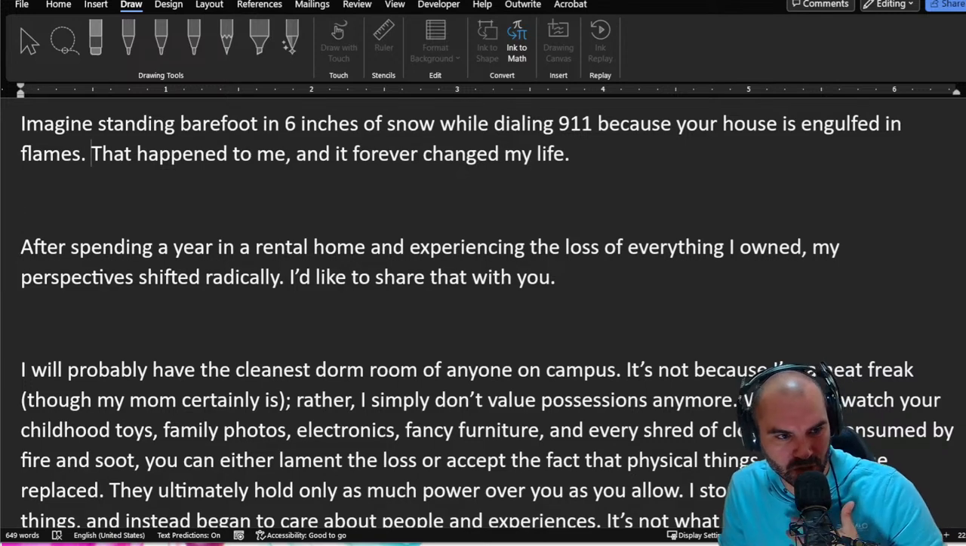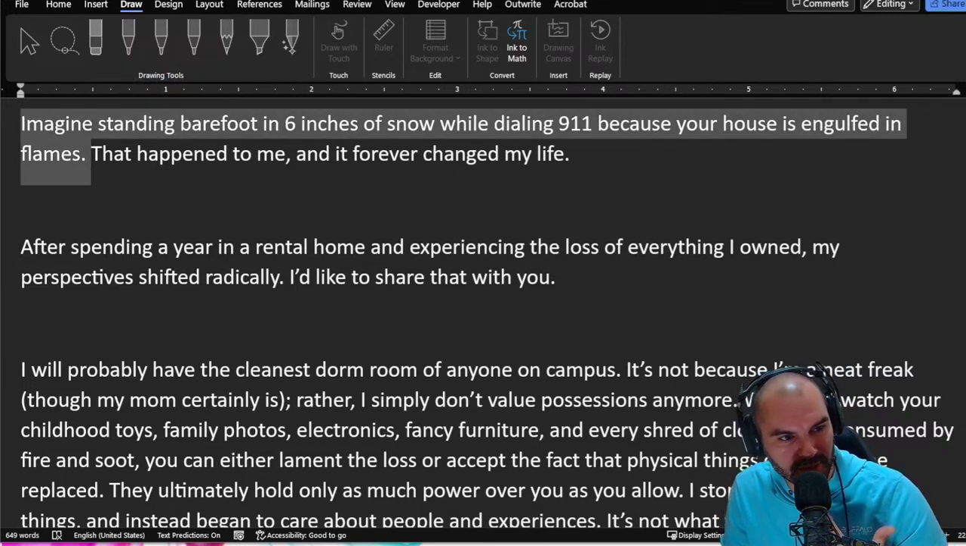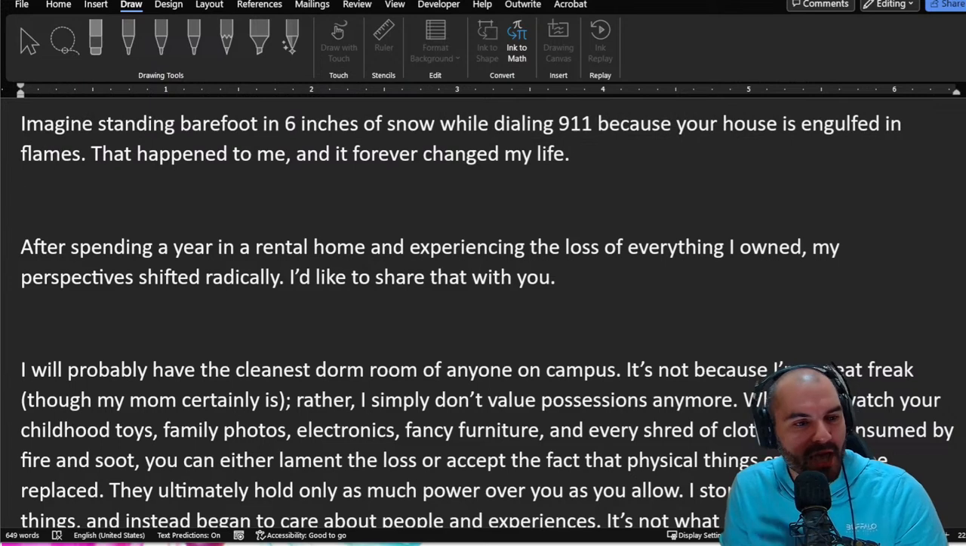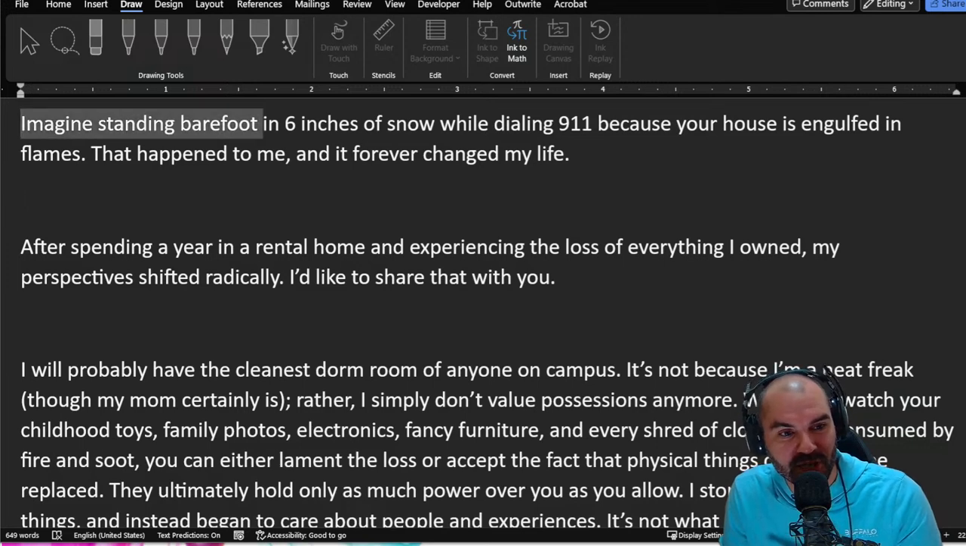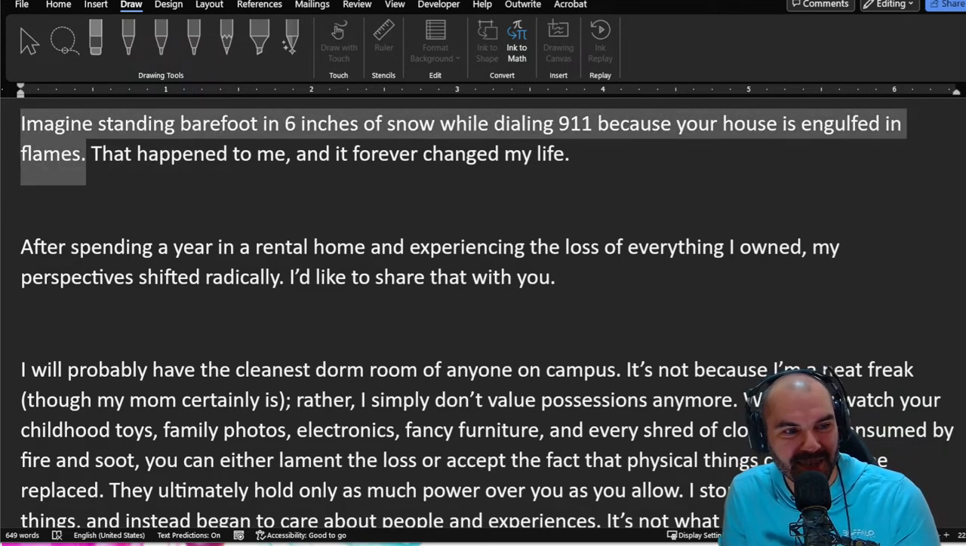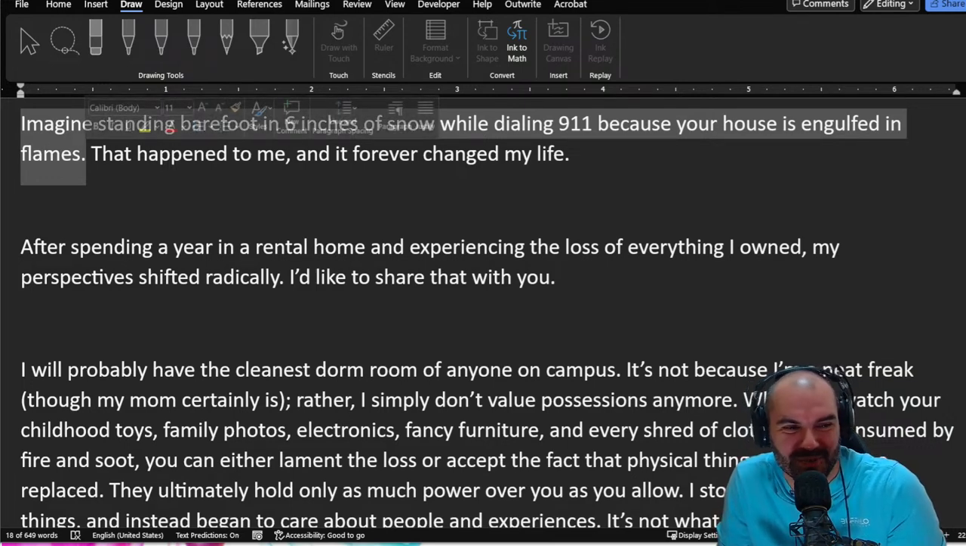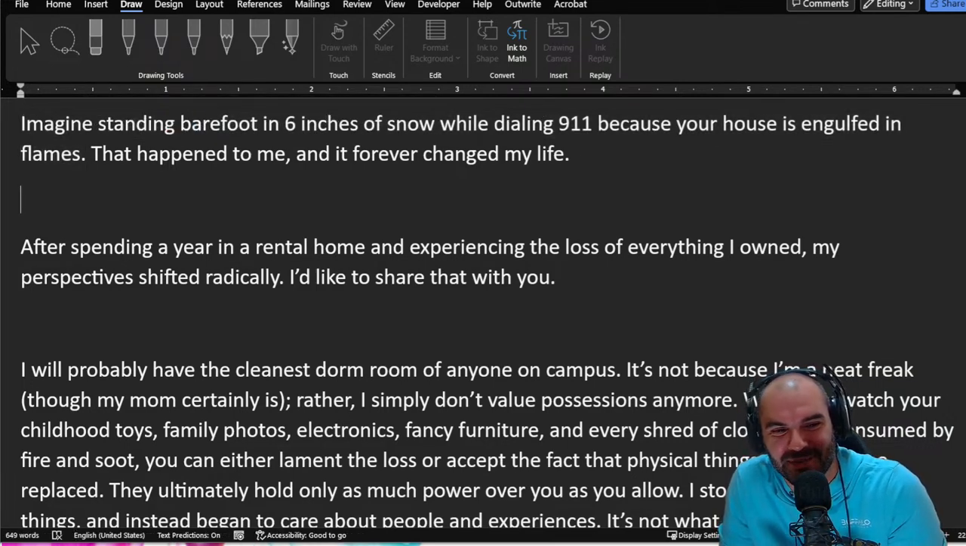And I think it's good to give them an image, something they can picture that gets their attention. You know, there's other ways I could have started this for sure, but I like this. It's a pretty shocking image, right? If I started a story with this, you'd be like, all right, tell me more. And that's the goal. We want them to know more. That happened to me and it forever changed my life.